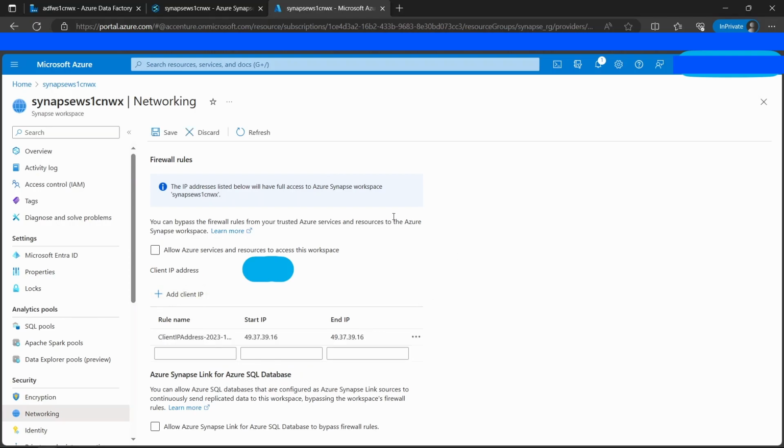And if some of your other resources are trying to access this Synapse or anything, you can check this box as well: Allow Azure services and other resources to access this workspace. And now save this.